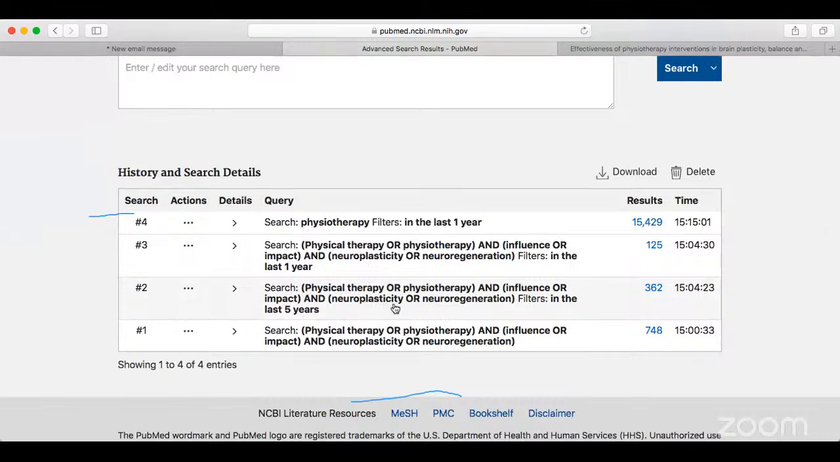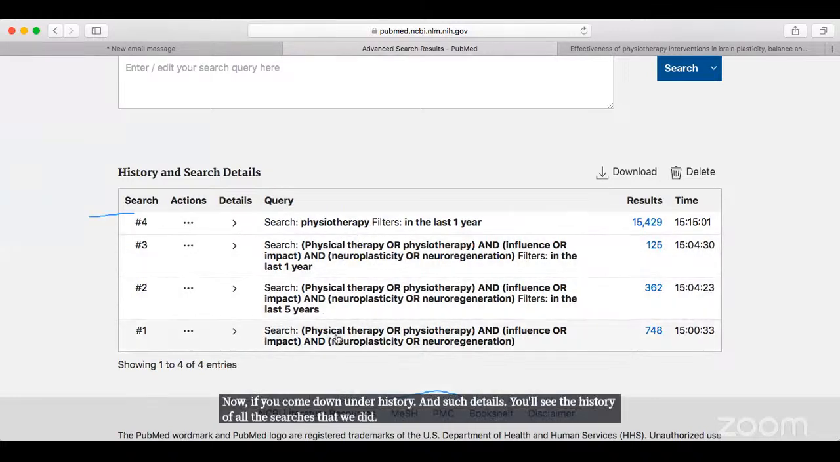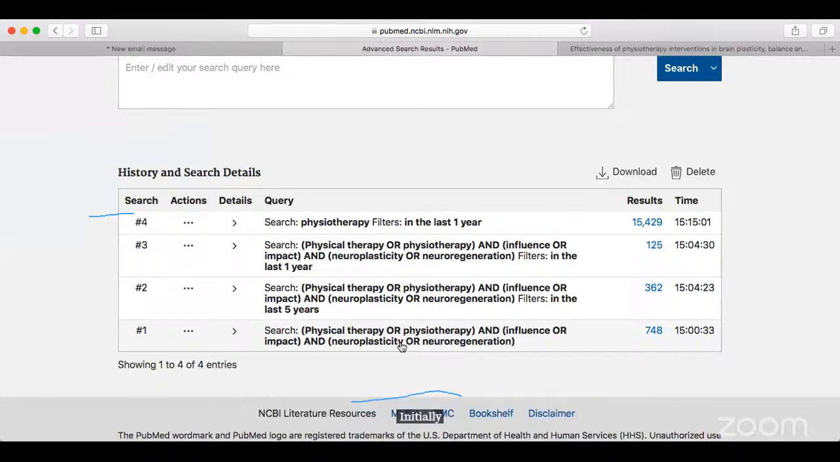Now, if you come down under history and search details, you'll see the history of all the searches that we did. Initially, remember we did this. It was open 748. Then we narrowed it to 5 years. We got 362. We narrowed it to 1 year. It gave us 125. Now, we choose only physiotherapy.